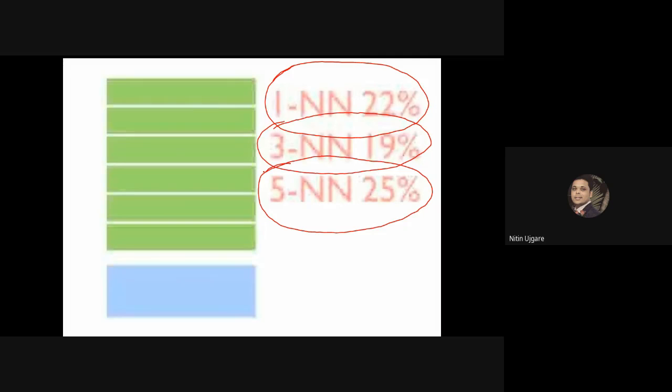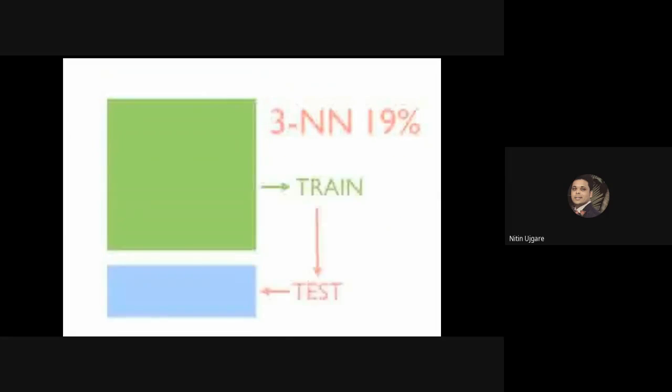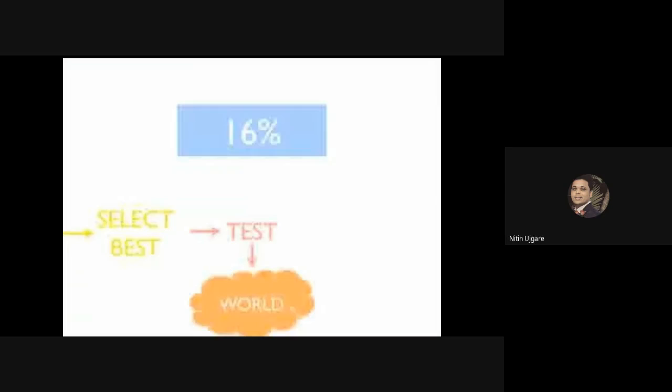And again, if the test data set, the unseen data world, happens to be well represented by our data set, then this time we get an accuracy that is 16%.